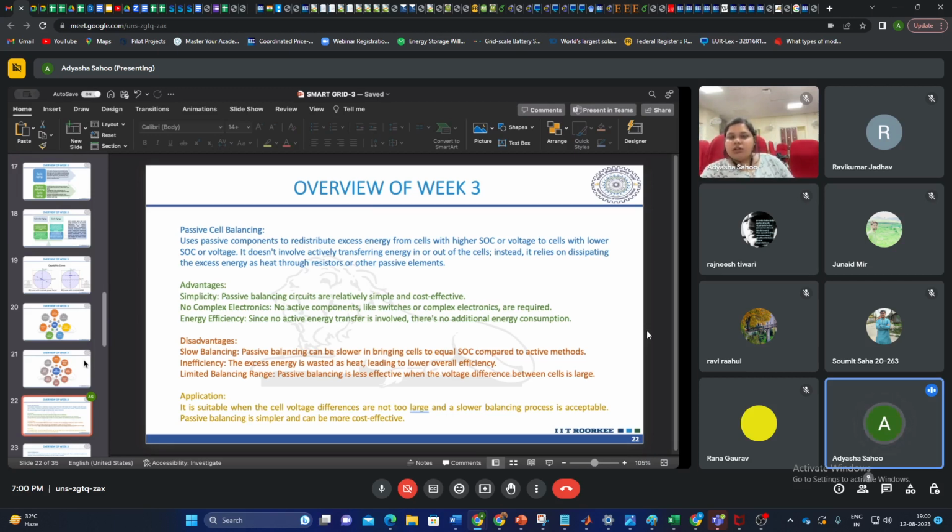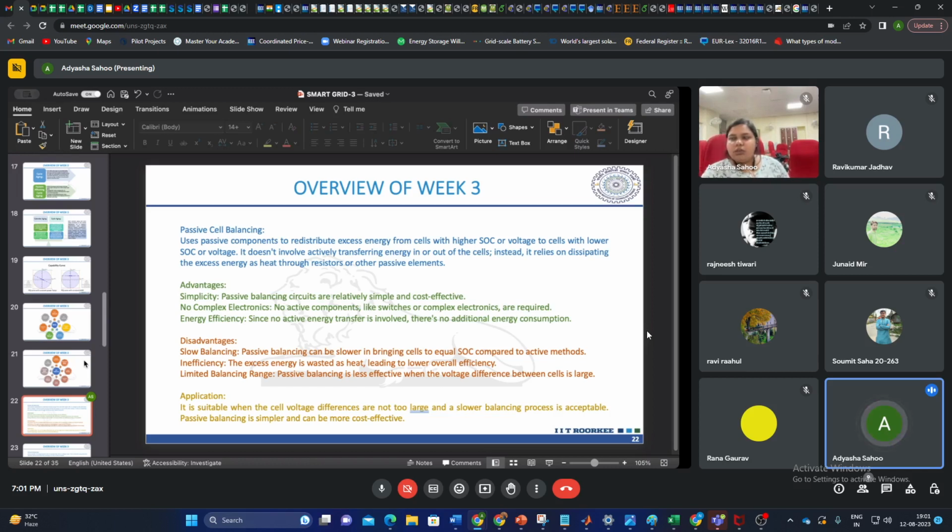The disadvantage of passive cell balancing is that it will be slower in bringing the cells to balance. It is a slow process compared to the active methods because we are not transferring the energy but rather slowly dissipating it in the form of heat. Since we are wasting the energy as heat, it leads to lower efficiency. And passive cell balancing is effective when the voltage or SOC difference is not very large.